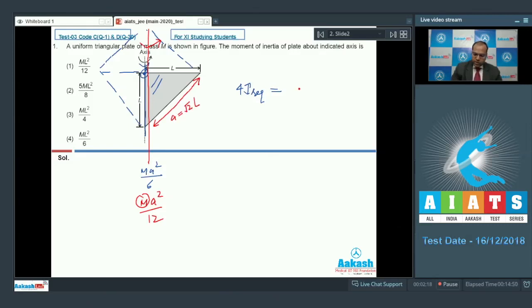So if I write, this is equal to 4m into edge length root 2 L whole square divided by 12. So if I solve this, the I required comes out to be m L square by 6. So option 4 is the correct answer. So the correct answer for question number 1 is option 4. Let's move to question number 2.